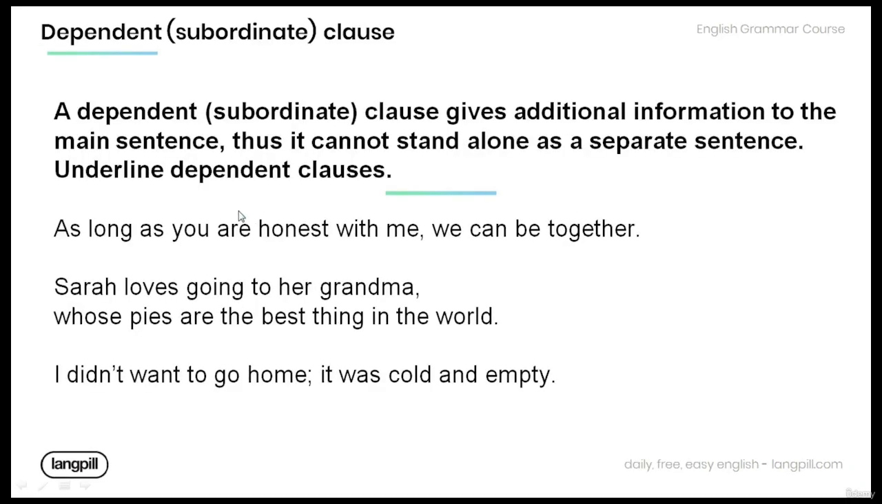And now, let's review and practice a bit. Remember that a dependent or a subordinate clause gives additional information to the main sentence. Thus, it cannot stand alone as a separate sentence. Now read the sentences below and underline the dependent clauses. As long as you are honest with me, we can be together.